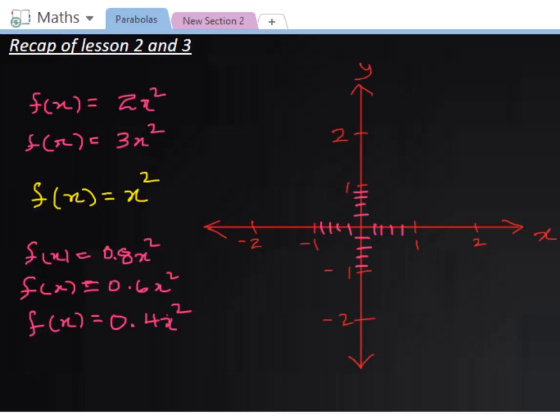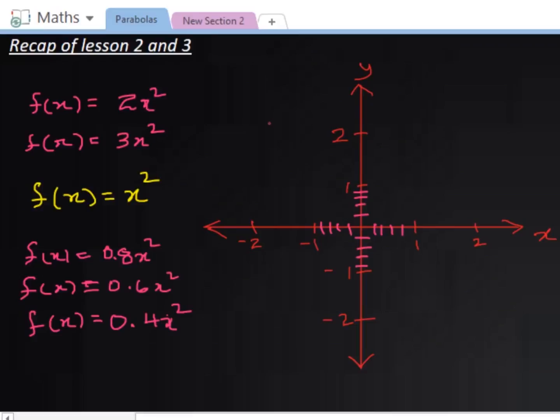the same comparison, taking 3 functions with a values between 0 and 1. That is, 3 functions with the value of a less than 1, comparing them with the base function f of x equals x squared.